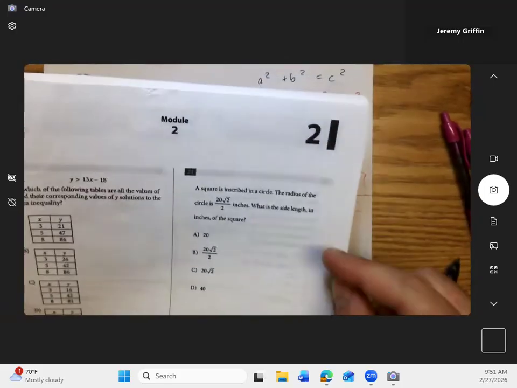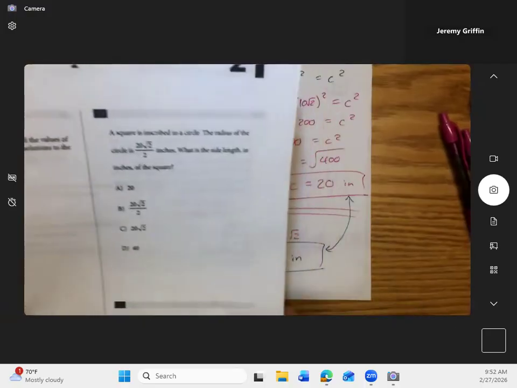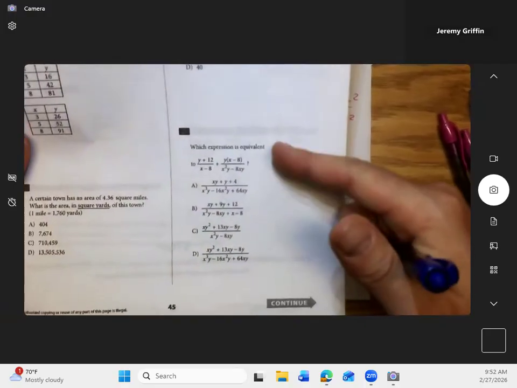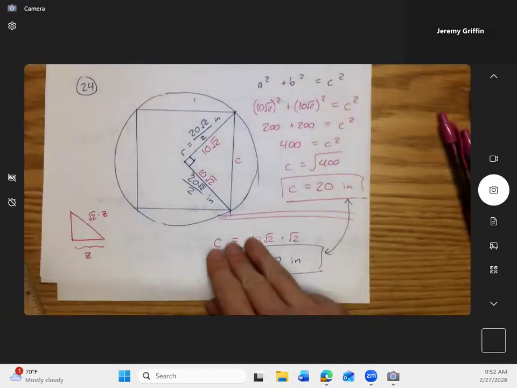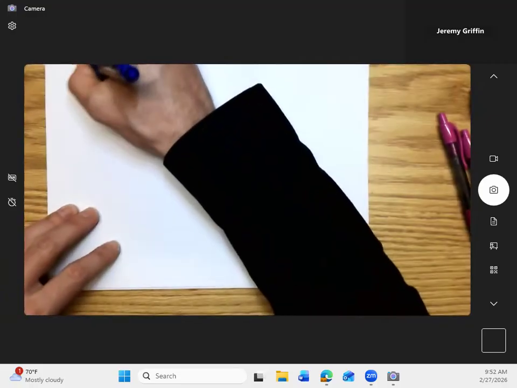So 24 is A. You guys got 24 is A? Okay. 25. Which expression is equivalent to? I think we've got to find a common denominator. Actually, this is some stuff we've been doing recently in this class. So 25, let's figure this out.